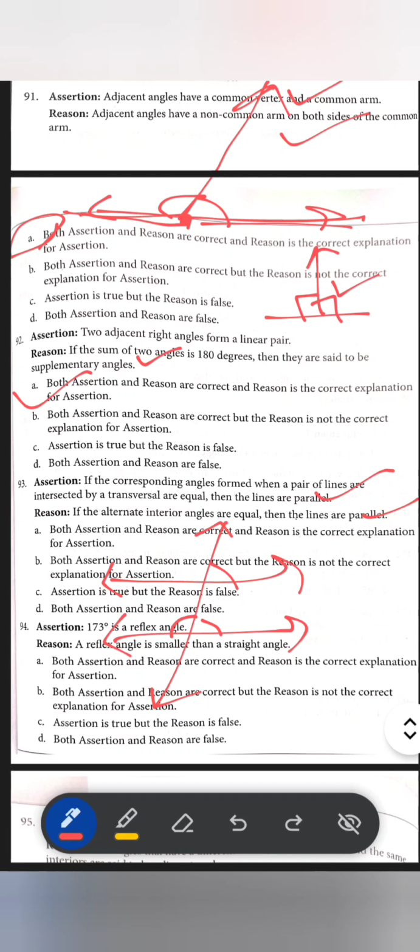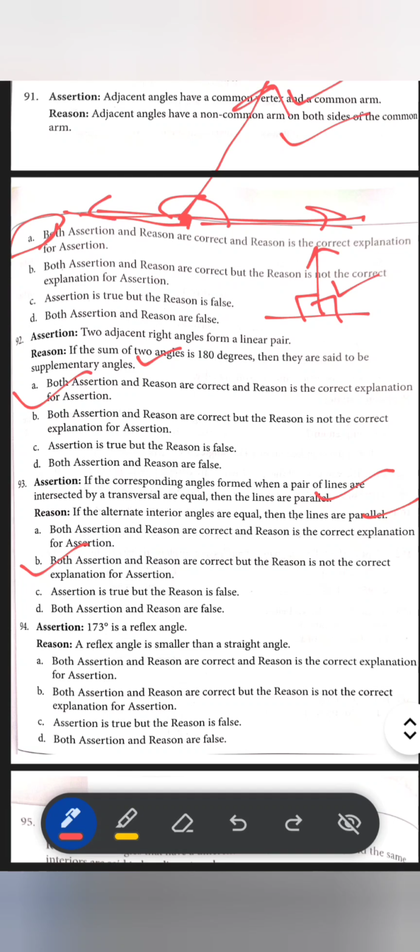But is the reason the correct explanation? Both are regarding parallel lines. But as alternate interior angles are equal, that's why the corresponding angles are equal. Could you say that? Alternate interior angles are equal, so co-interior angle will be found out. No, the reason is not the correct explanation, but both are correct.